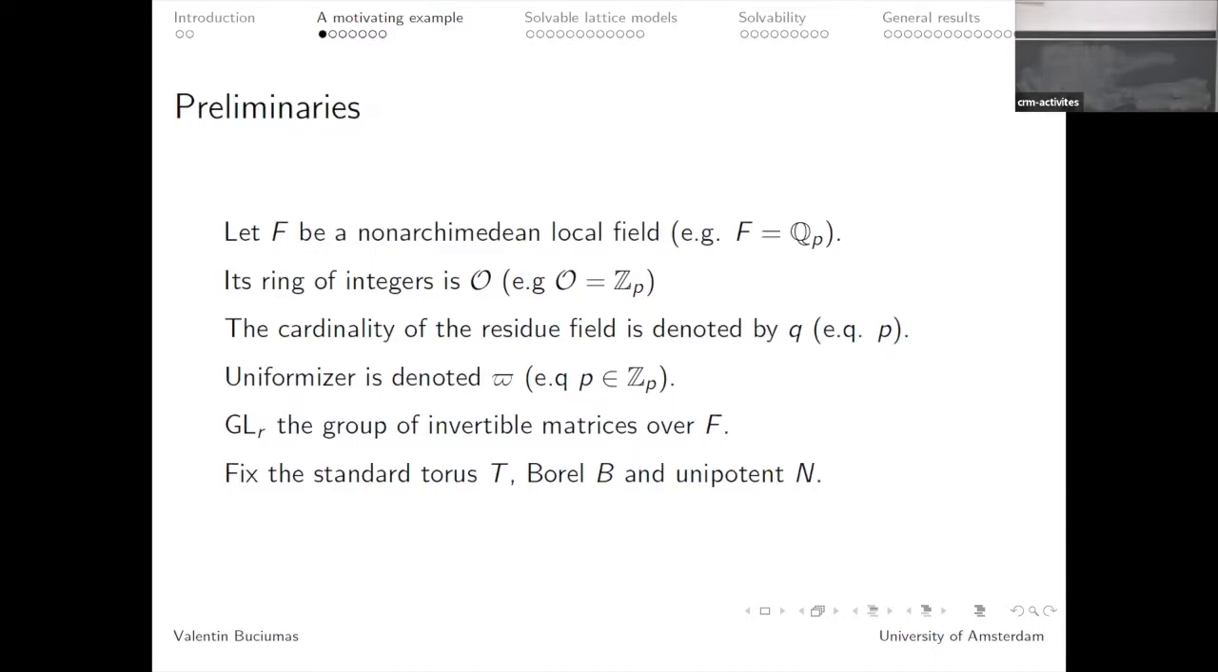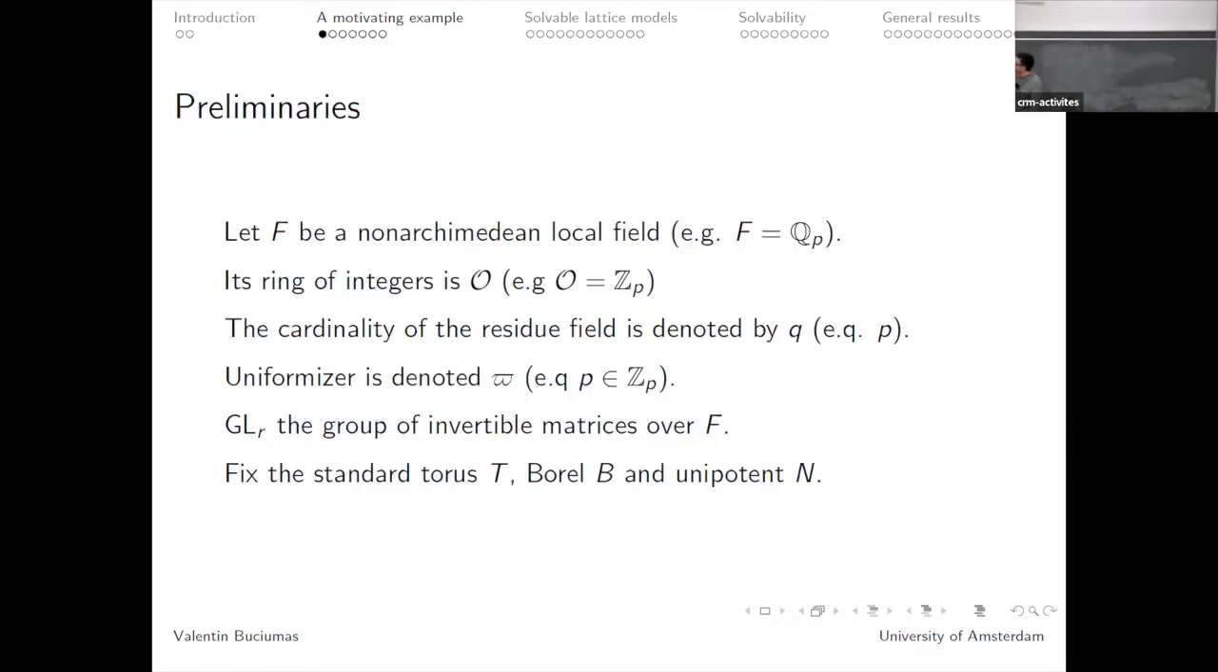But I want to make a clear distinction between Q and var pi, so I don't want to denote both of them by P. For the connection to integrable systems, I'll mostly be working with the group of invertible matrices over F, so this is GL_R. But most of the things that I mention in this section about Whittaker functions hold in greater generality. I could have worked with G, any reductive group that is split over F. And then of course I have to fix a torus, a Borel, a unipotent.